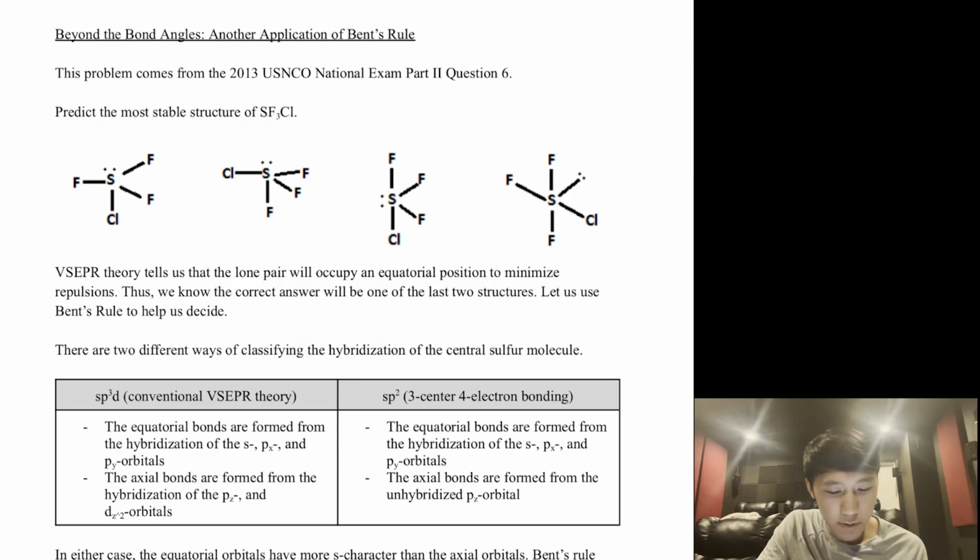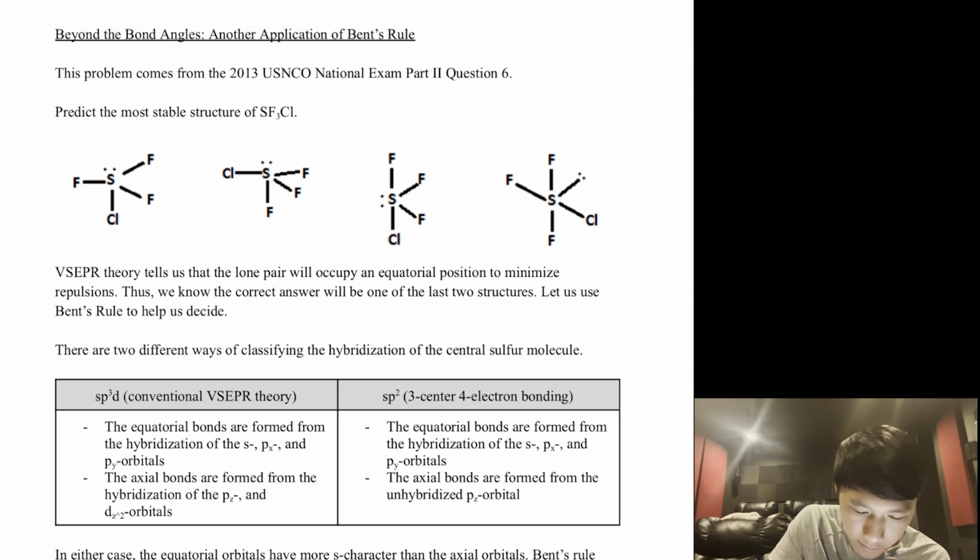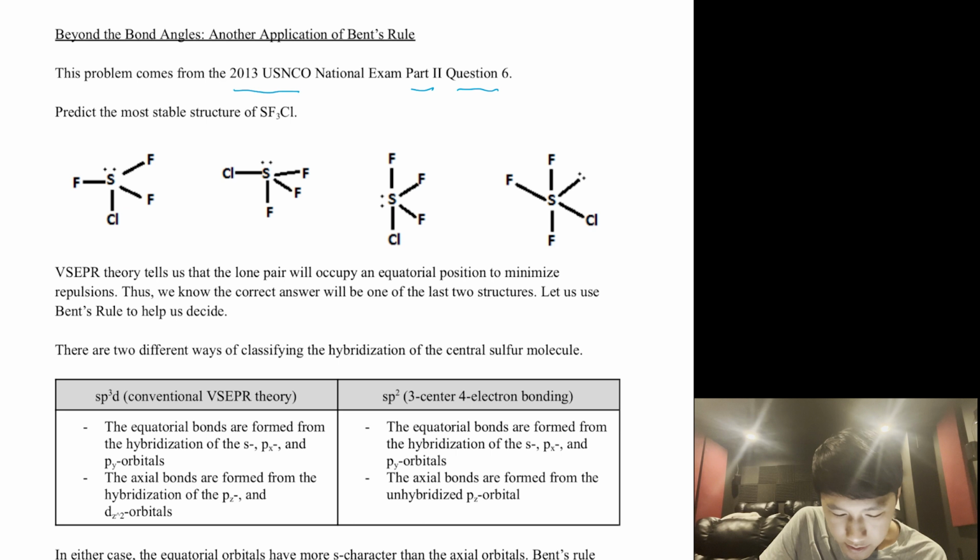There's more to Bent's rule than just the bond angles, however. So here's a problem from the 2013 USNCO National Exam, Part 2, and it's actually question 6. And they ask us to predict the most stable structure of SF3Cl. So immediately, VSEPR theory is going to tell us that the lone pair will occupy an equatorial position to minimize repulsions.